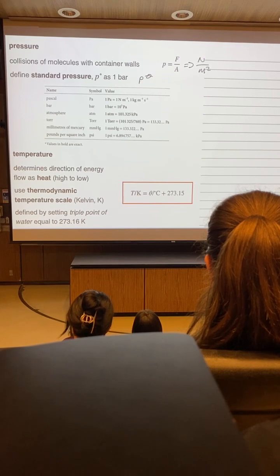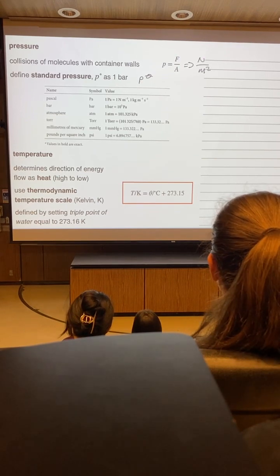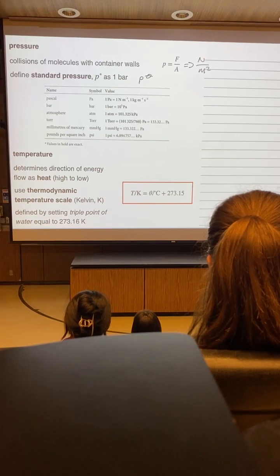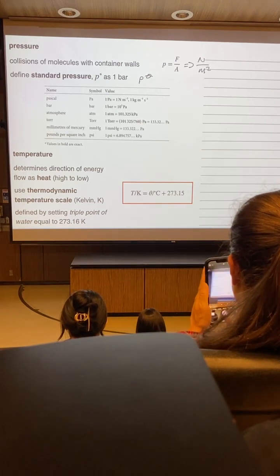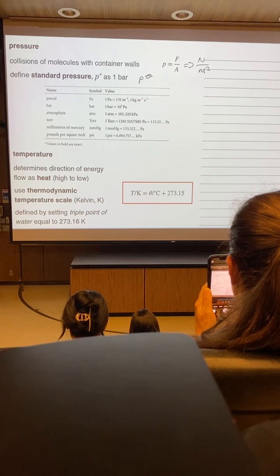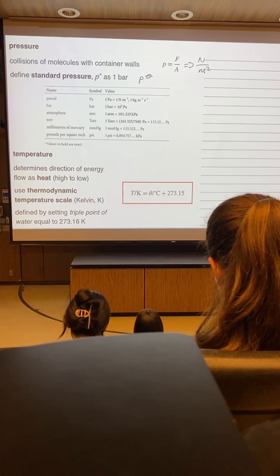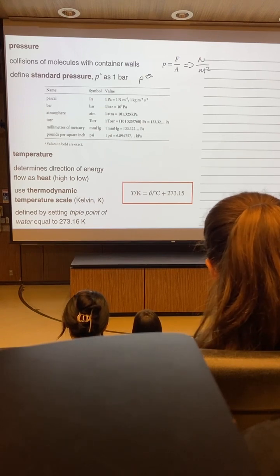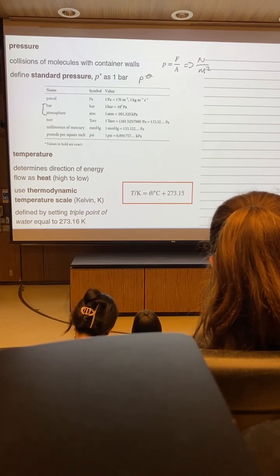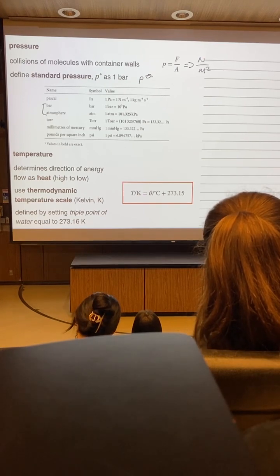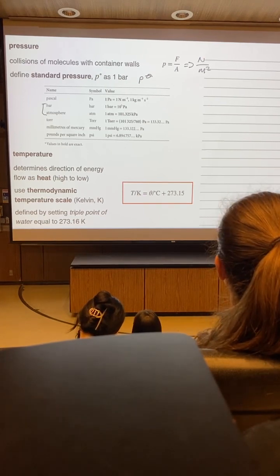So in SI units, it's 101,325 pascals. Sorry, that's atmospheric pressure. A bar is 100,000 pascals. So a bar and an atmosphere, as you can see from the table here, are actually pretty similar. They're only about 1% different. So switching between bars and atmospheres, there's not a great deal of difference between the two.